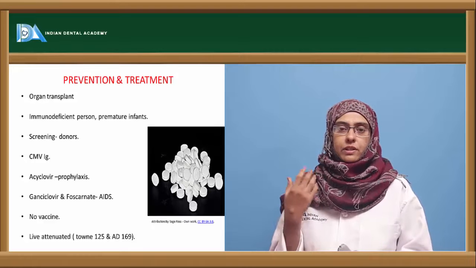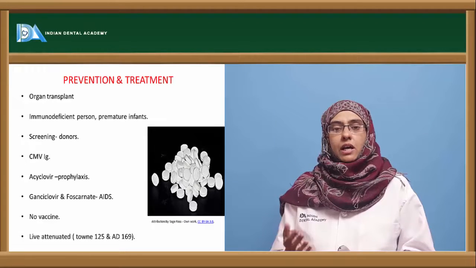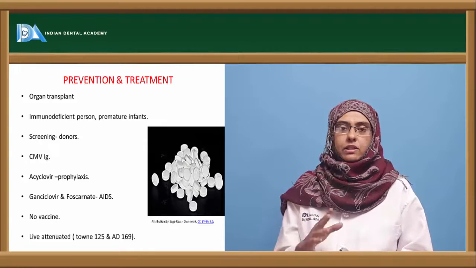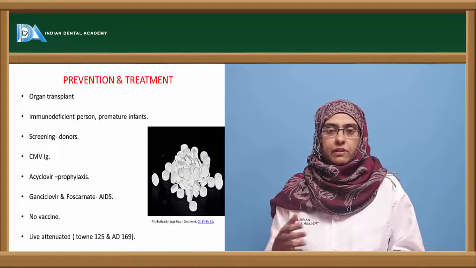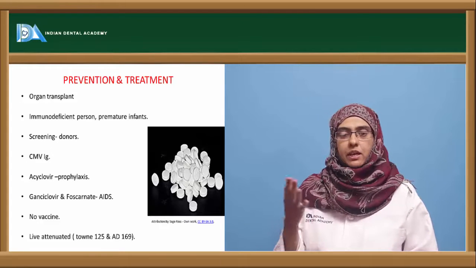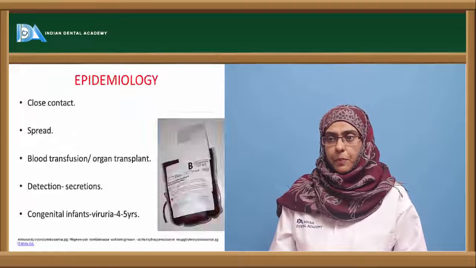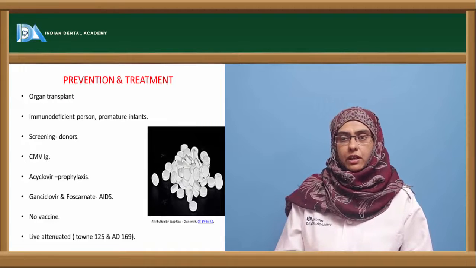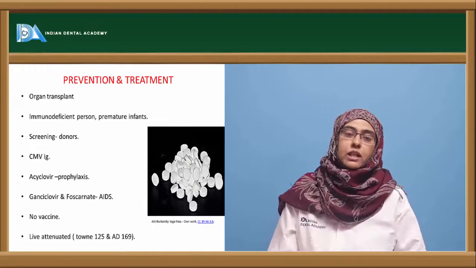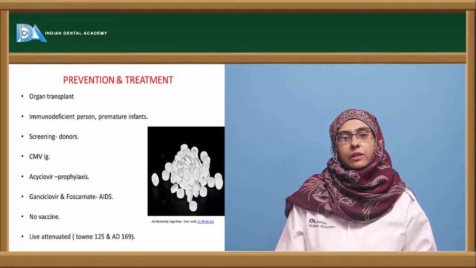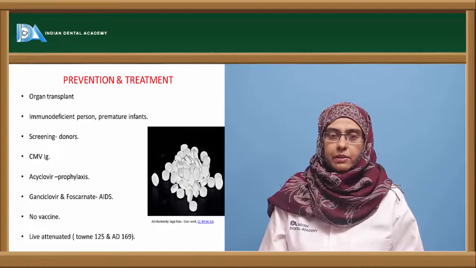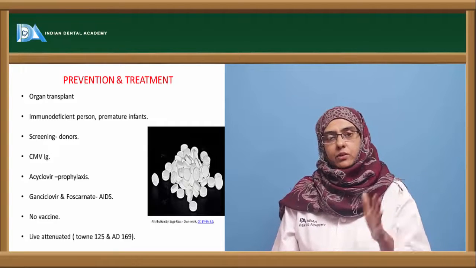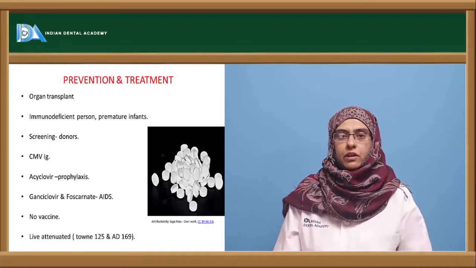So you have to look out for the infection and go for the treatment before going for a transfusion or a transplant of the organs or tissues, and very good care has to be taken in the case of immunodeficient patients and premature infants. You have to go for screening before blood transfusion or organ transplant. In the case of donors, the donor is usually given cytomegalovirus immunoglobulins in order to eliminate the infection before they are used as donors for the transfusion or for the organ transplant.